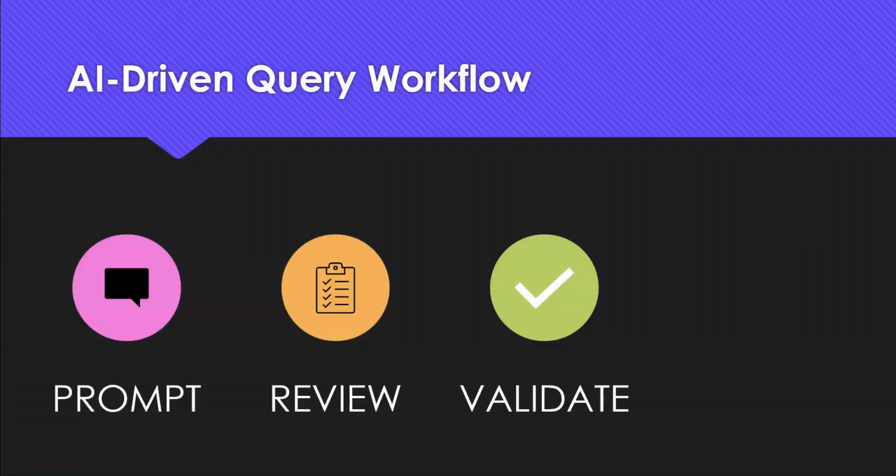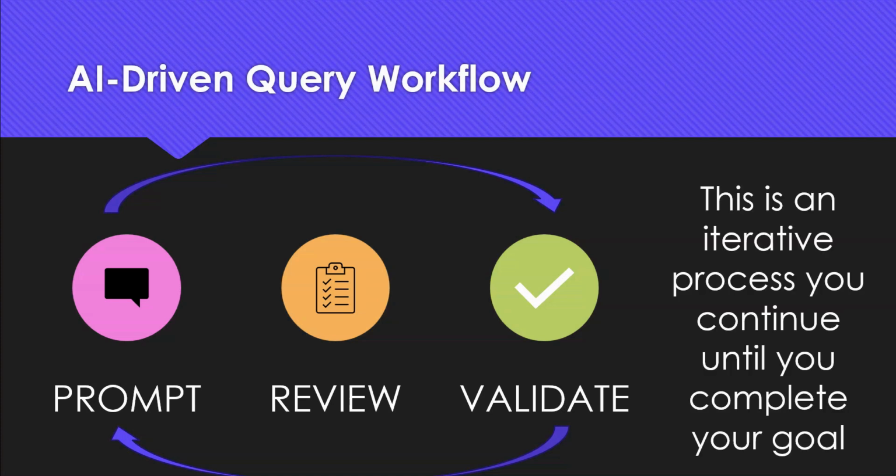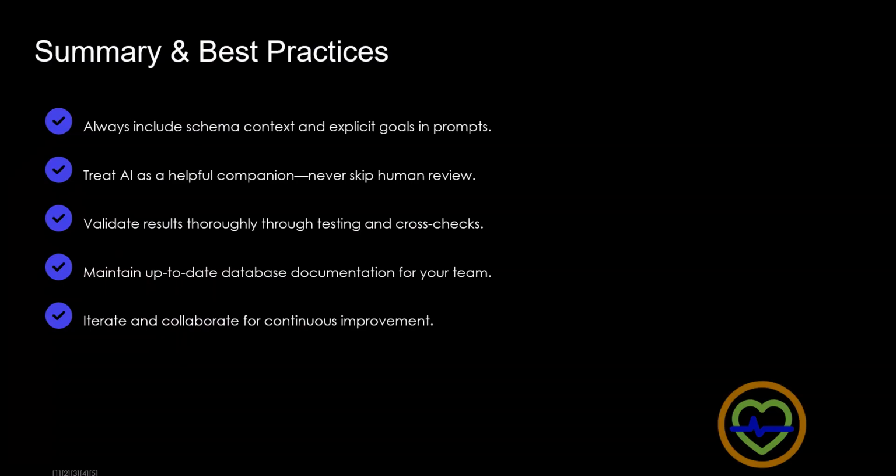So this is the process that we're in. We prompt, we review, we validate. And the bad news I've got for you, after all that, we are often going right back to the beginning in order to reprompt or change how we ask the question, change the tables we involve, change how we describe the record level in order to get what we really need. It's a very iterative process, and you've got to be stubborn and sit there and continue until we complete our goal.